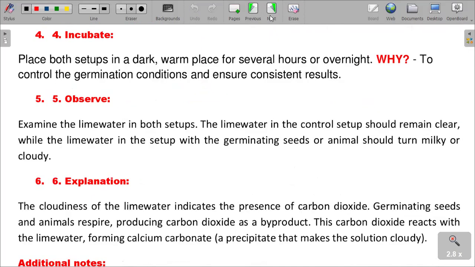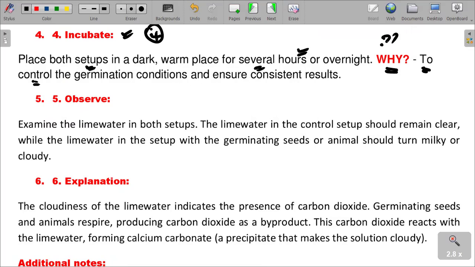So incubate, step number 4. In this case, place both setups in a dark room or a warm place for several hours or overnight. The question I want you to understand is why we should put these in a warm place for several hours or overnight. It is to control the germination conditions and ensure consistency of results.